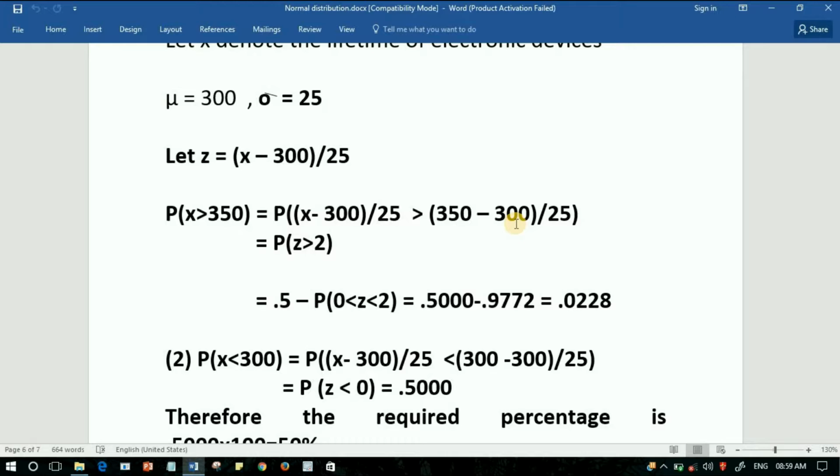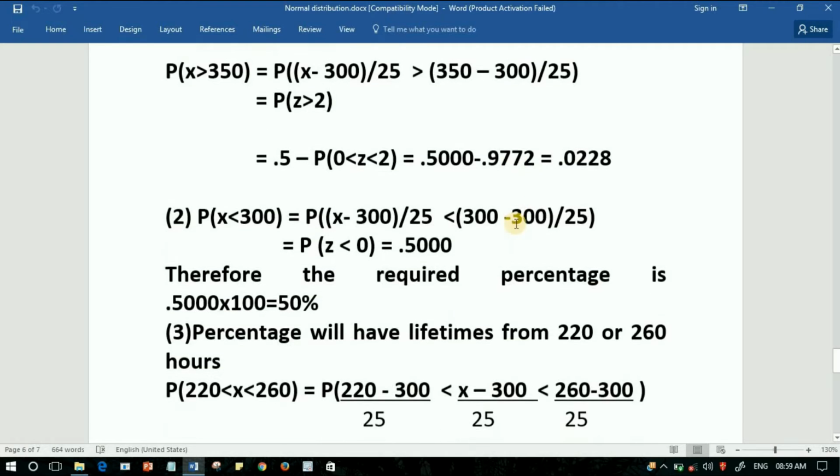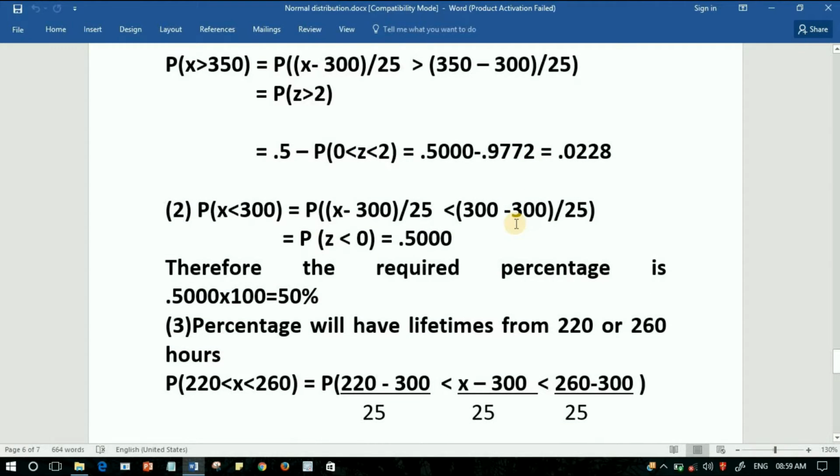Question 2: probability of x less than or equal to 300. Using the operation (x minus 300) by 25, we get probability of z less than 0. You know it divides the total into two parts, minus infinity to 0 and 0 to infinity. The area from minus infinity to 0, without the table, we know its value is 0.5. Since they are asking for the percentage, you have to multiply it by 100, and we get 50%.